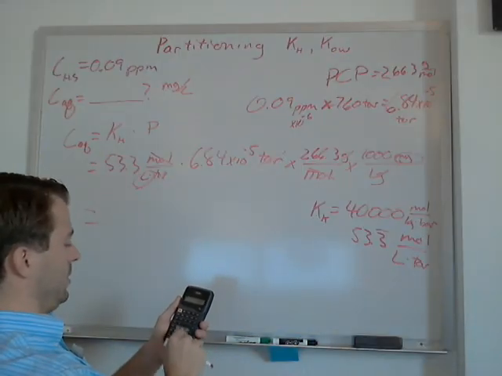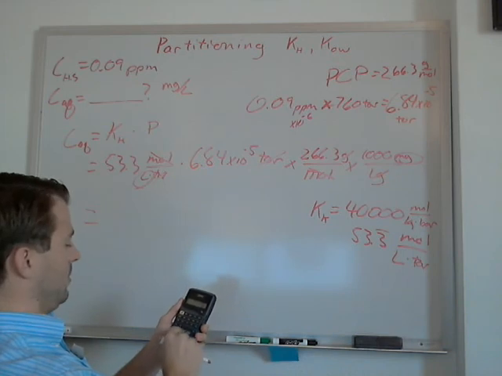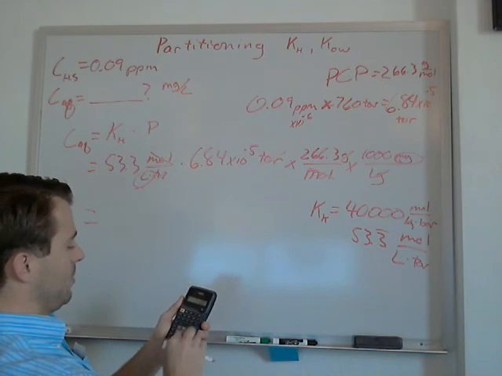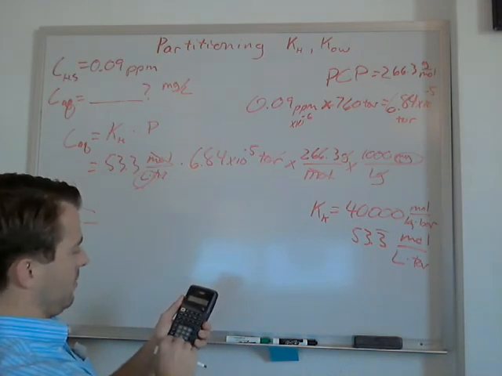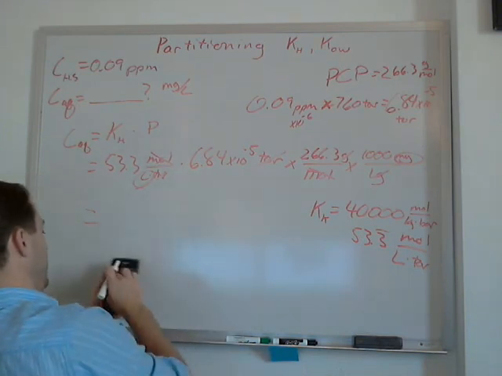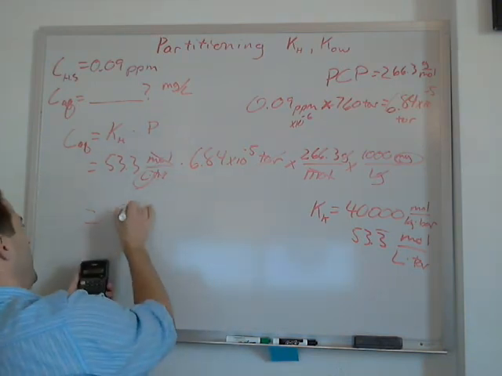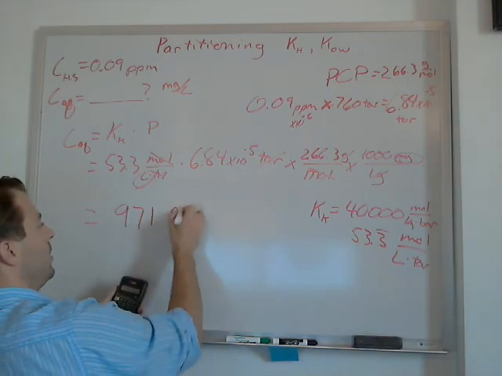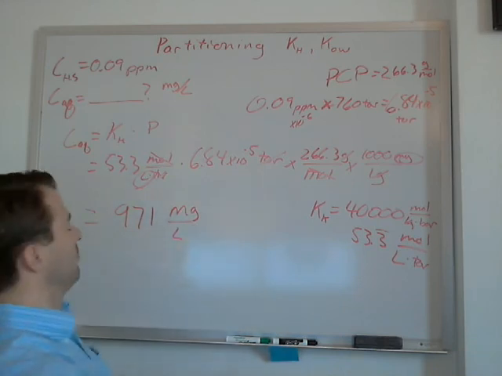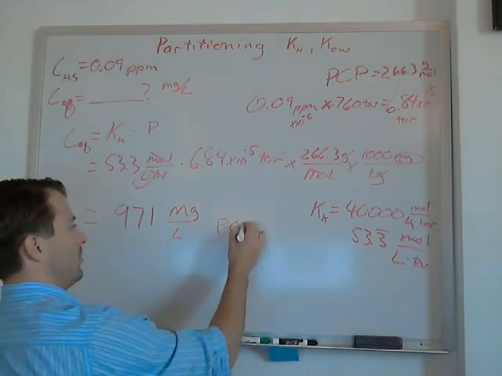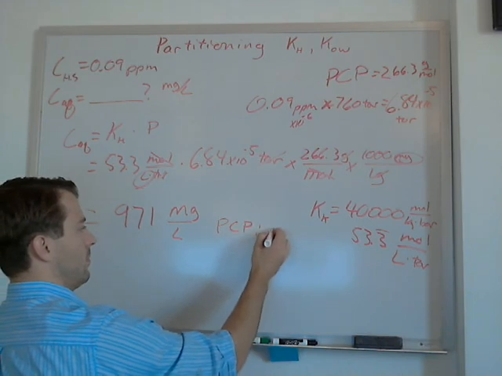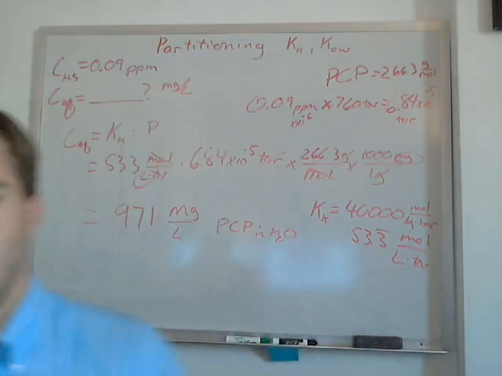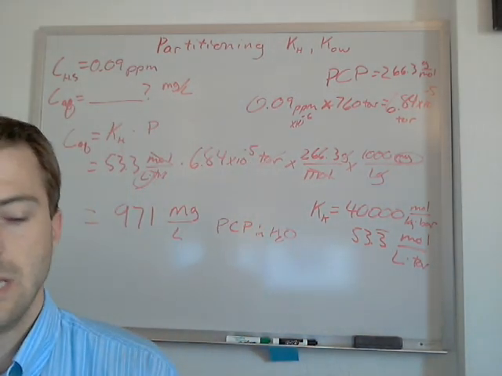53.3 times 6.84 times 10 to the minus 5 times 266.3 times 1,000. And express that in regular notation, we get about 970.8, so 971 milligrams per liter. So that is our answer, 971 milligrams per liter pentachlorophenol in water.